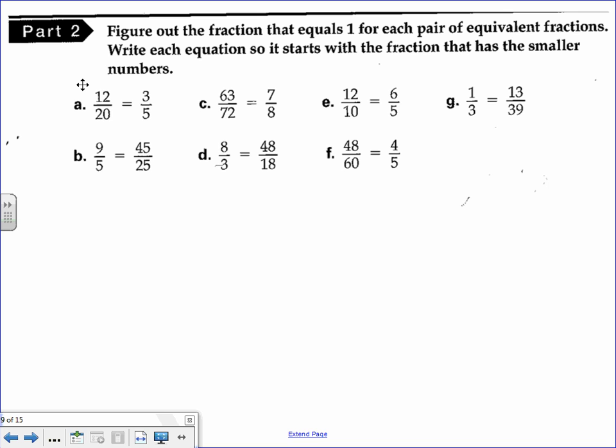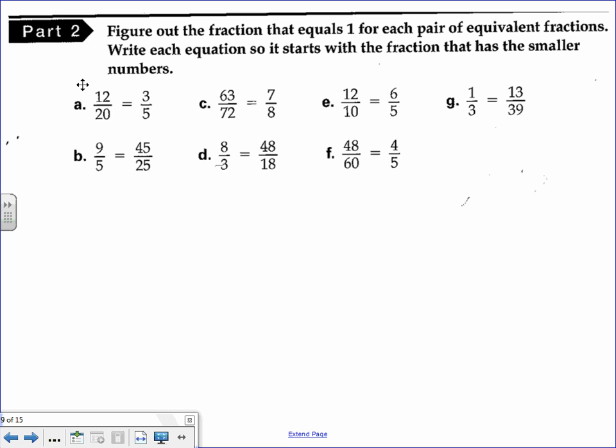All right, this starts the review for Part 5 for Mastery Test 1B, which you're going to be taking here. Now these are more equivalent fraction problems. What we're going to do here is write each equation so it starts with the fraction that has the smaller numbers. Okay, we want to figure out what fraction that equals 1 did we multiply by to get these fractions.